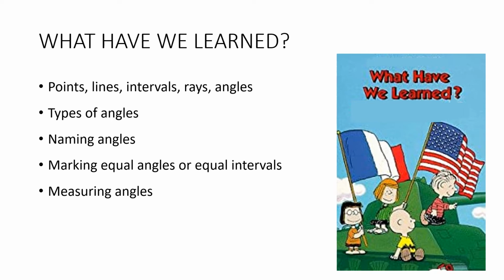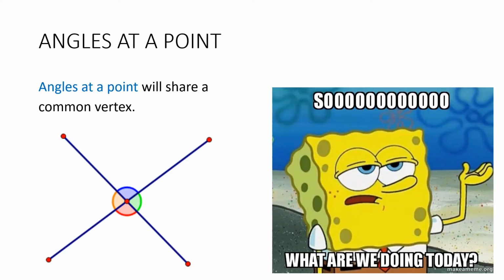We learnt all about points, lines, intervals, rays and angles, the types of angles, how to name angles, how to mark equal angles or equal intervals, and how to measure angles. So we're going to look at angles at a point. Now angles at a point will share a common vertex. Do you remember what a vertex is? It's the point where two lines or two rays meet. So in this case, this is the vertex here that all of these four angles share.